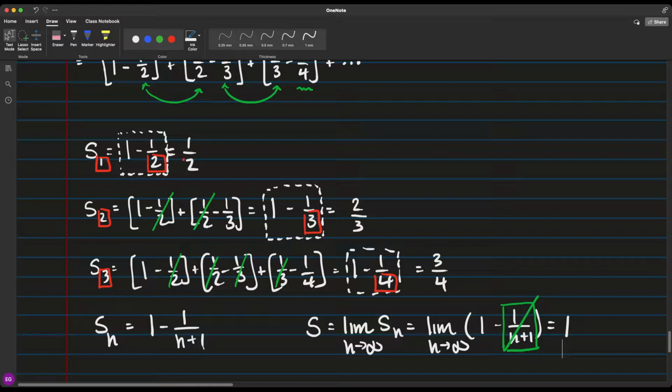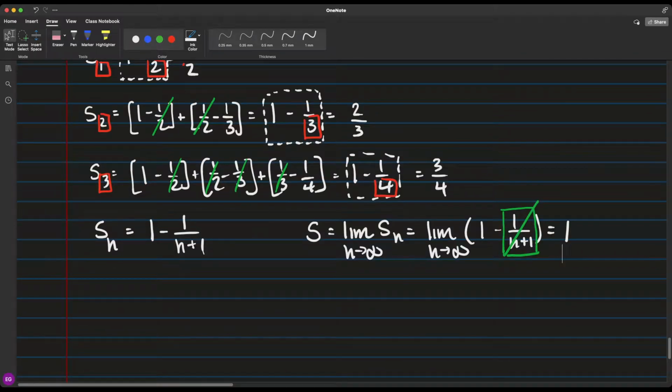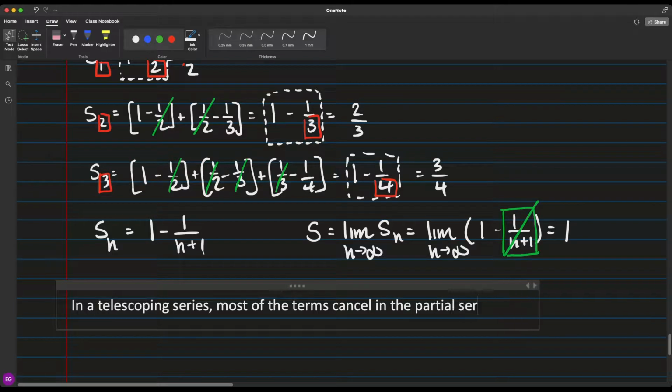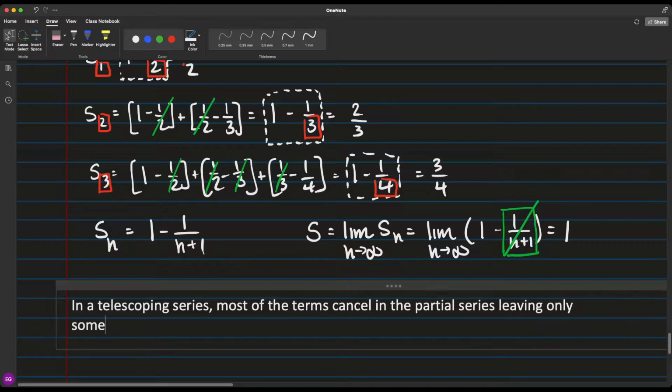And let's give you how you're going to deal with this. So in a telescoping series, most of the terms cancel in the partial series, leaving only some of the first and last terms.